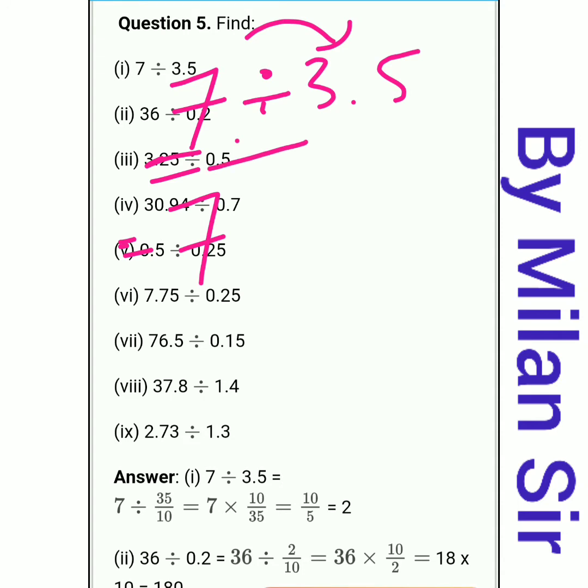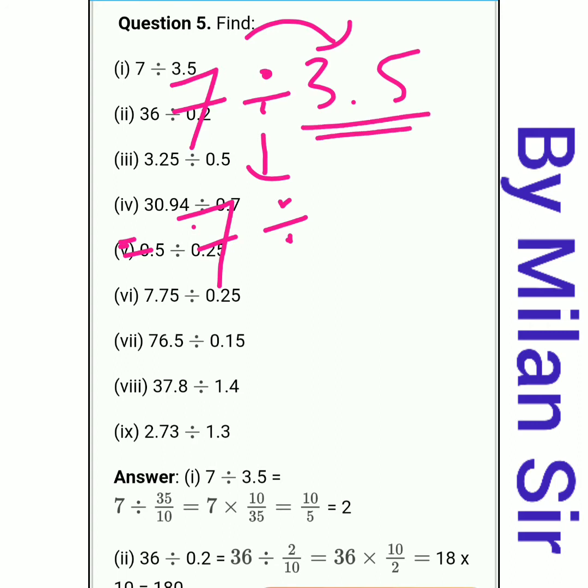Right now, division is as it is; we cannot directly convert it into multiplication, because the second number is a decimal number. First of all we need to convert it into a fraction. So in the second step, put the division sign as it is, and convert this 3.5 into a fraction. So how can we convert this 3.5 into a fraction?